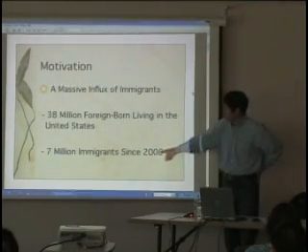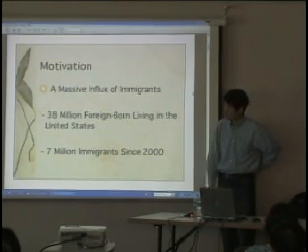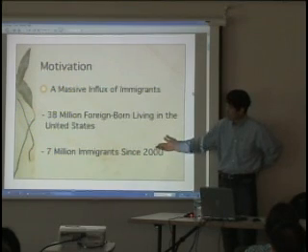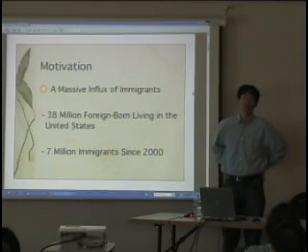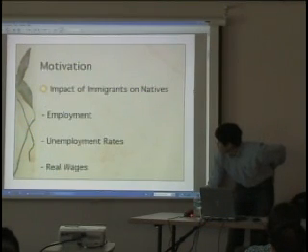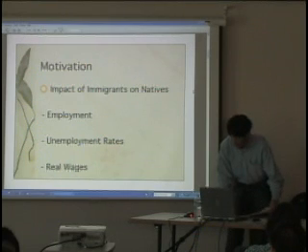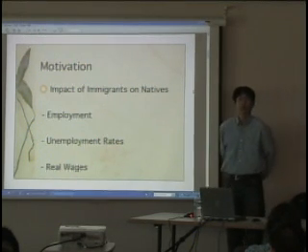And then, this is from 2000 to 2008. So for 7 years, how many people come to the United States legally? 7 million people. That's actually a pretty big number, right? So it is natural to ask a question. What is the impact of this immigration to the United States, especially from a labor perspective?